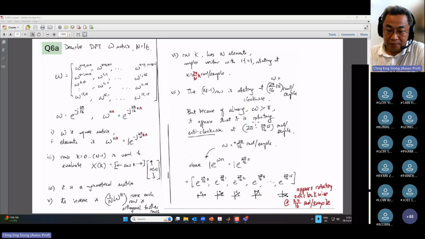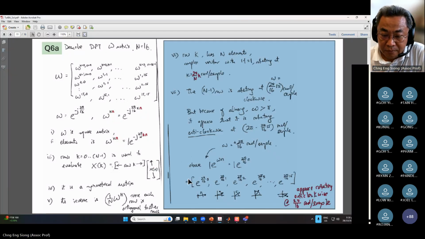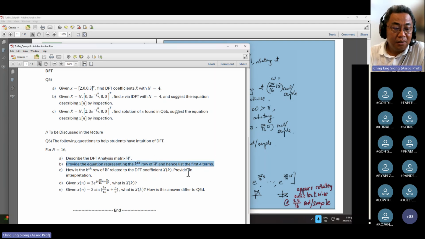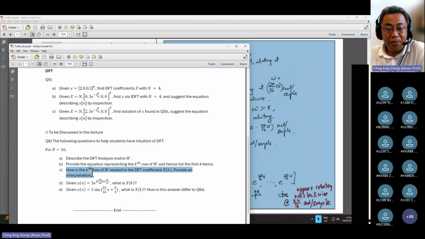All right, and I'm done with 6a. So I have described to you the DFT matrix. I've also provided the equation to represent the kth row, nothing else. I've also explained how the kth row is related to x_k. So I've done a lot. So only the last 2 questions now, guys.